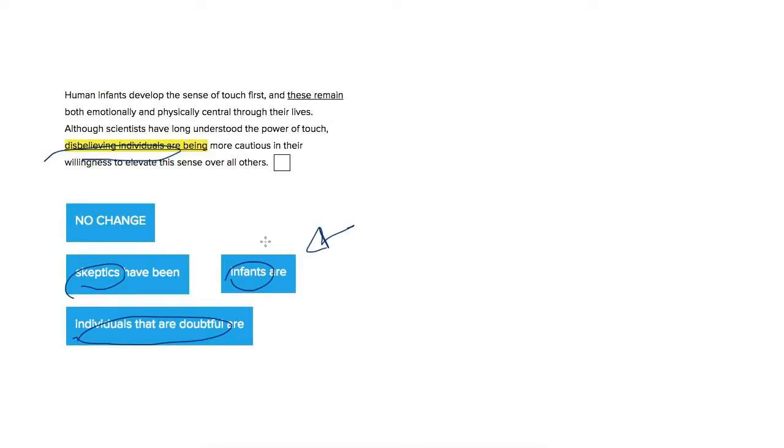So let's go ahead and begin considering answer choice C here, infants are. Although scientists have long understood the power of touch, infants are more cautious in their willingness to elevate this sense over all others. Now, this is a completely fine sentence grammatically, which is what complicates this. Now, does it make sense in the context of the passage? Well, if you look at the sentence immediately before this, and it's a good idea to read at least one sentence before and after if you haven't read the passage all the way through, though reading all the way through is ideal, read this sentence very closely here.